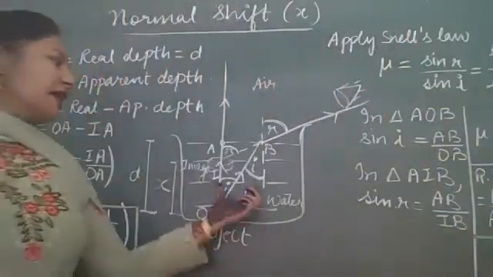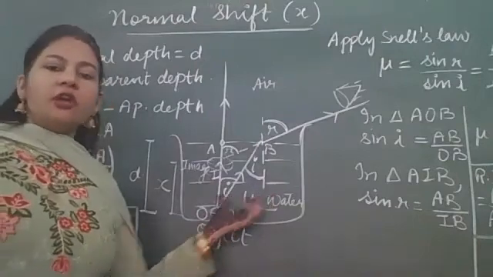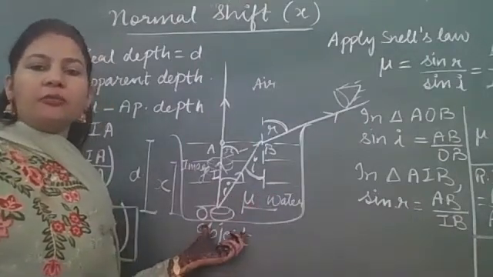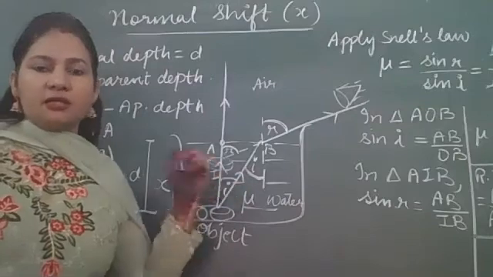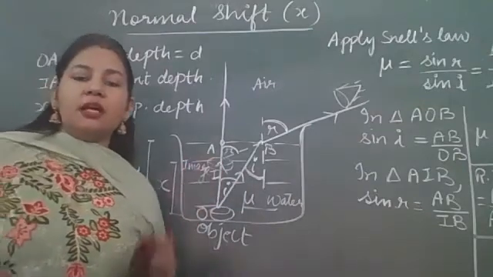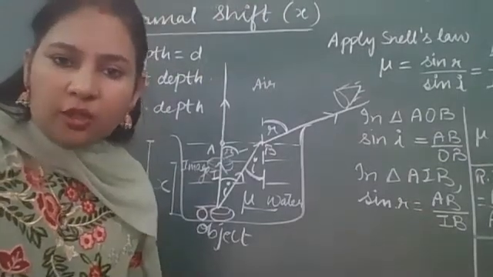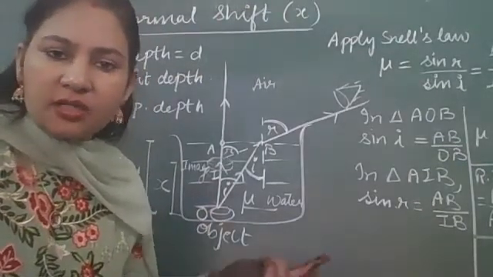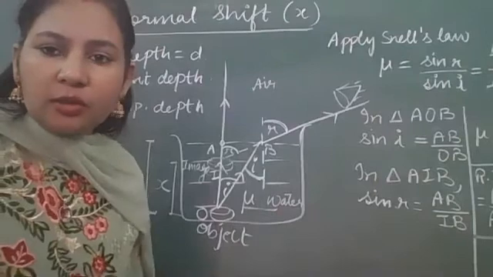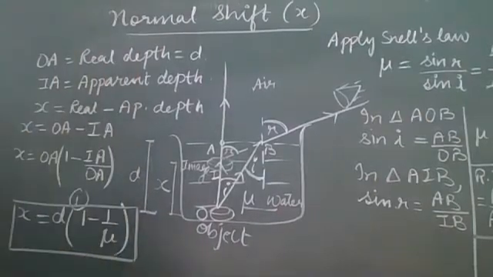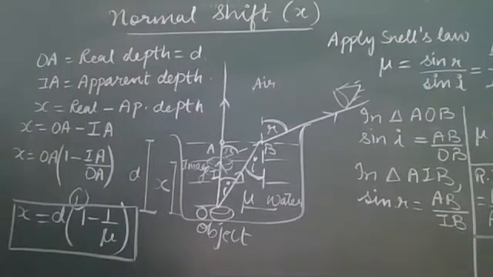And take care of this ray diagram also. This is for a coin kept at the bottom of a bucket containing water. It appears to be raised. We can draw similarly a diagram to show that a pencil appears to be bent and short at the water level, at the water surface. I'll draw that diagram also. Once you finish this derivation, I'll draw that diagram.